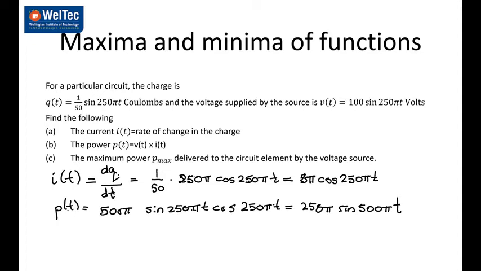Now we can look at that to answer the next question. It says find the maximum power. Now the maximum power is just going to be that number there, 250 pi. We could go through the business of differentiating and making it equal to 0, etc., etc. But by just thinking just a little bit, then we can save ourselves a whole lot of work. So the maximum value there must be the amplitude, which is 250 pi.